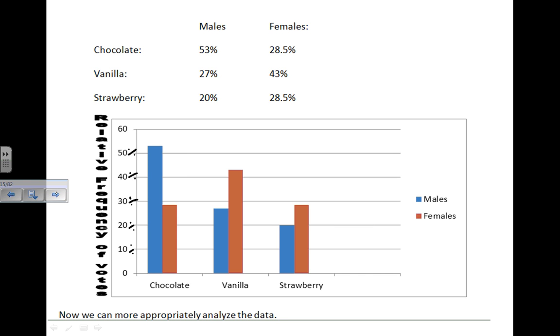Well, definitely a lot of males like chocolate. That's okay. But now you can see that more of the females liked vanilla and strawberry relative to how many you had. This is a lot more appropriate.